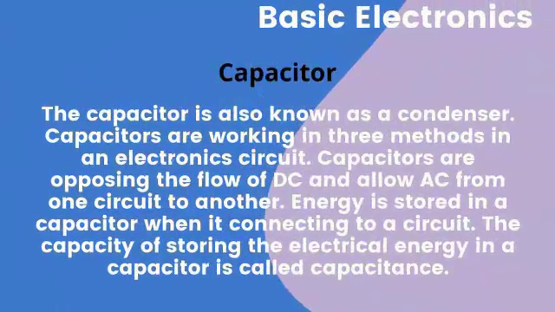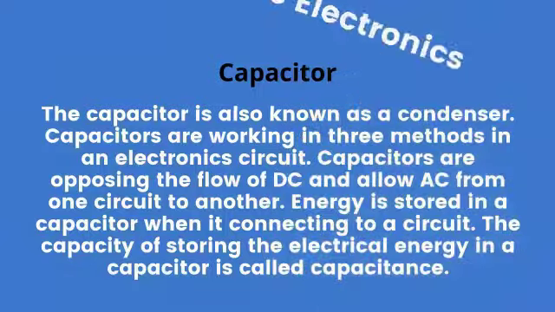Capacitor. The capacitor is also known as a condenser. Capacitors work in three methods in an electronics circuit. Capacitors oppose the flow of DC, and allow AC from one circuit to another. Energy is stored in a capacitor when it connects to a circuit. The capacity of storing electrical energy in a capacitor is called capacitance.